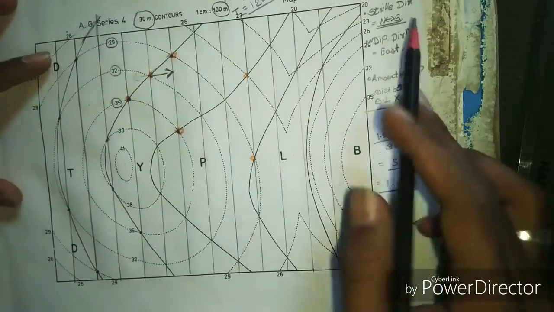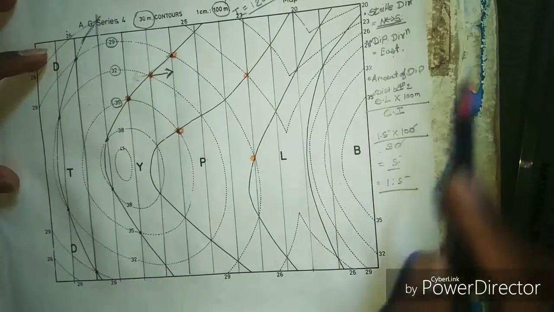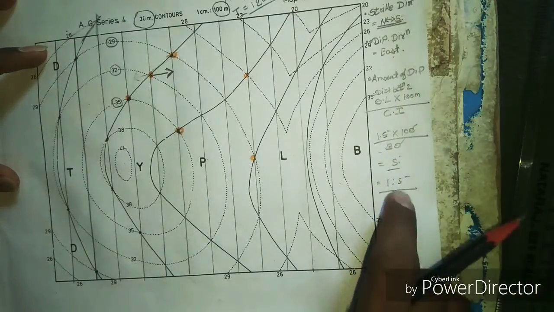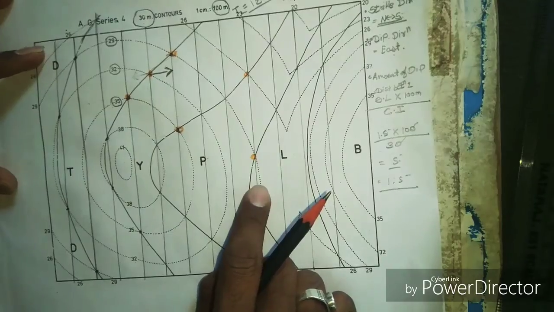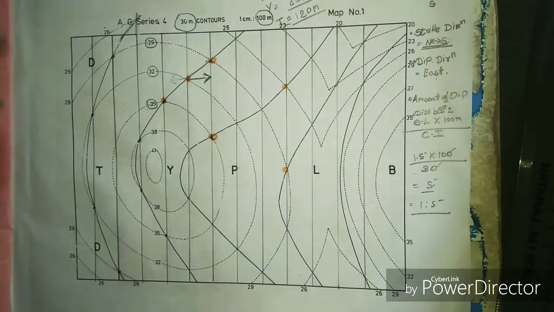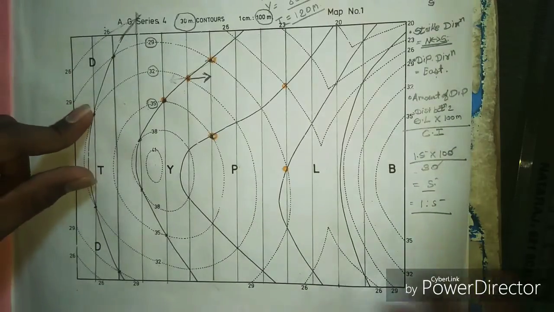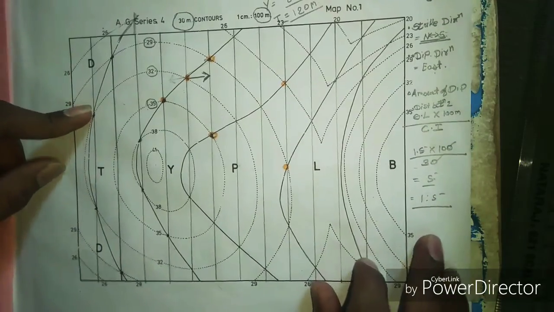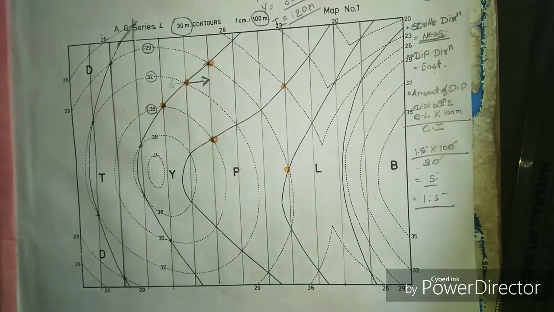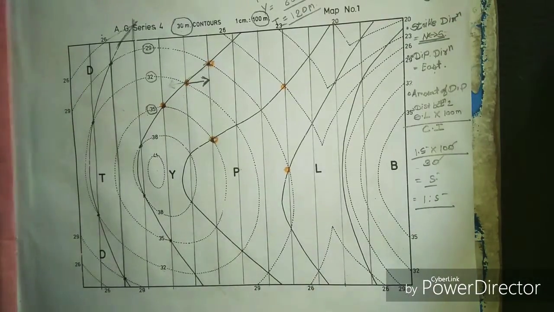Okay, we have already found the strike direction, dip direction, and amount of dip, that is the angle of inclination with respect to the horizontal plane, in what angle these beds are inclined. So we are done with this base map. Now in the next section we will learn how to draw the section with the help of the xy axis.